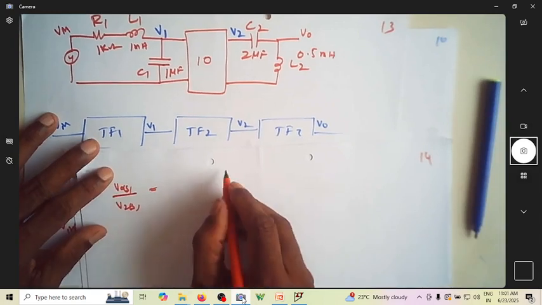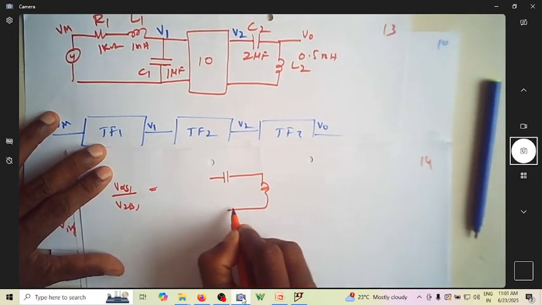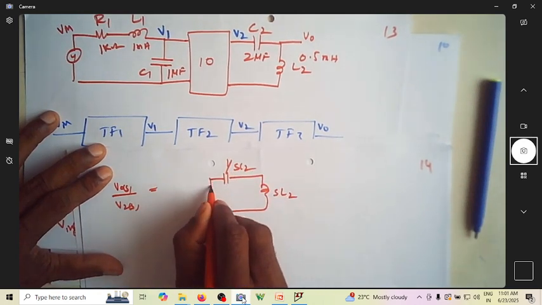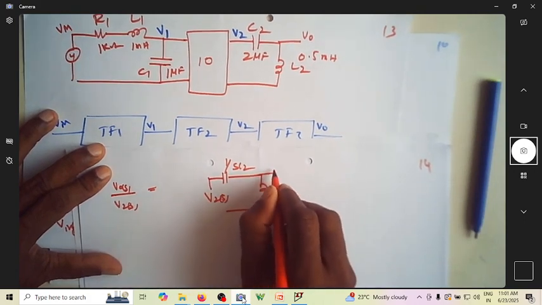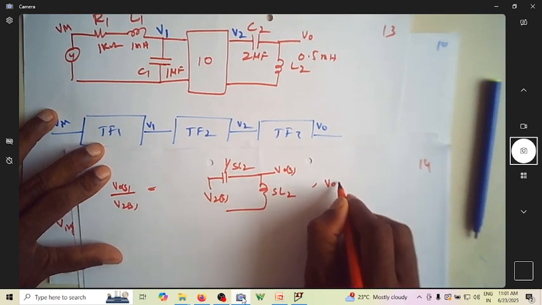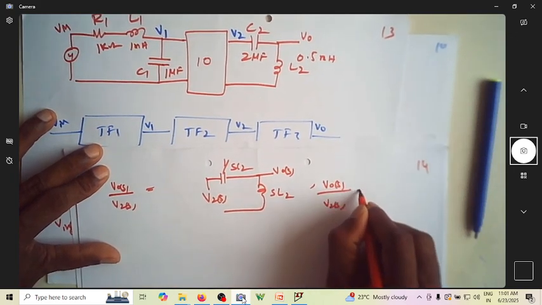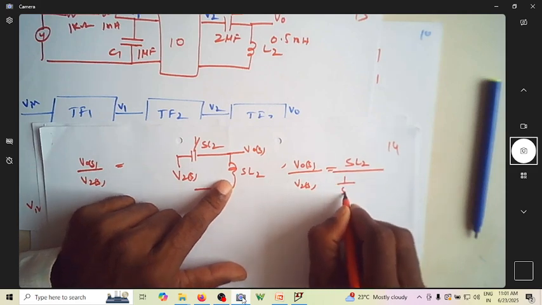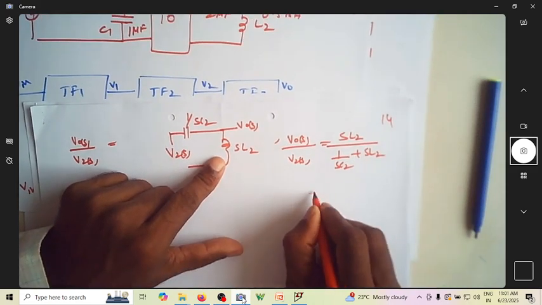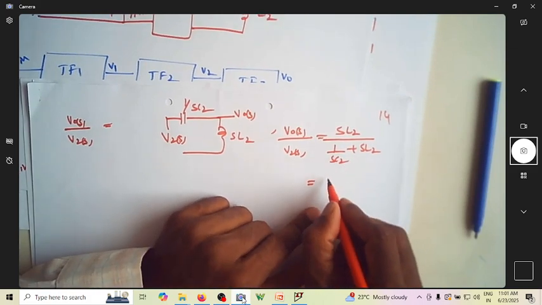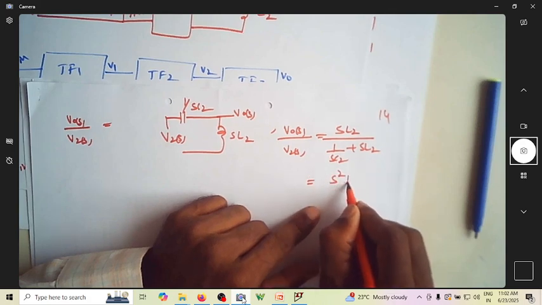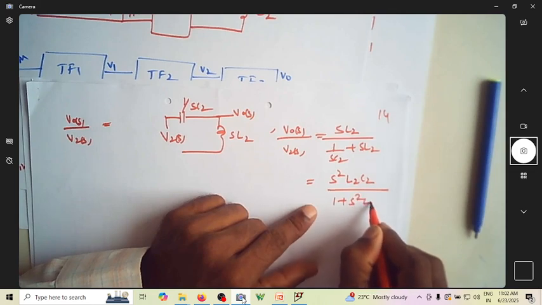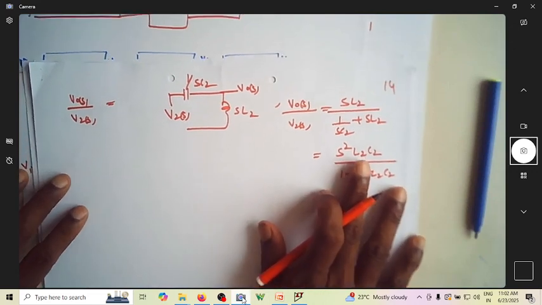So I have this circuit now. This is SL2. This is 1 over SC2. You have V of S. This is V naught of S. I want to know V naught of S by V of S, which is the impedance of SL2 divided by the overall impedance, which is 1 over SC2 plus SL2. So this becomes S squared L2 C2 by 1 plus S squared L2 C2. So this is my transformation.